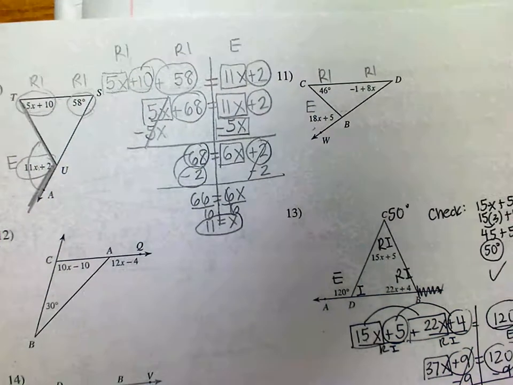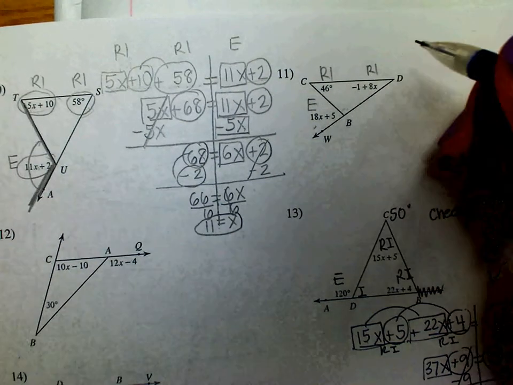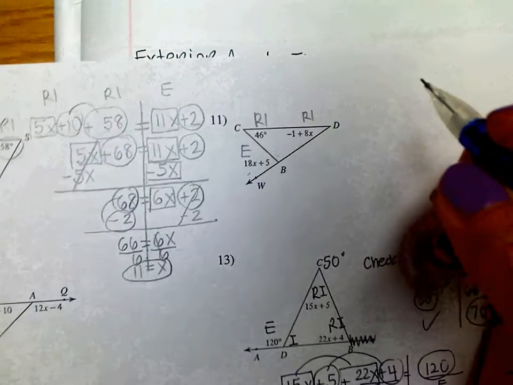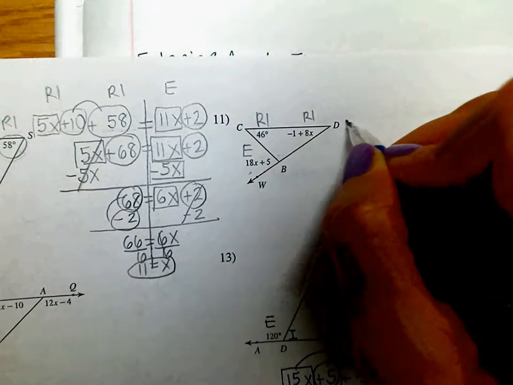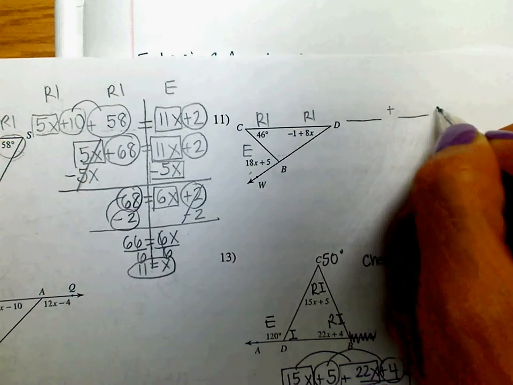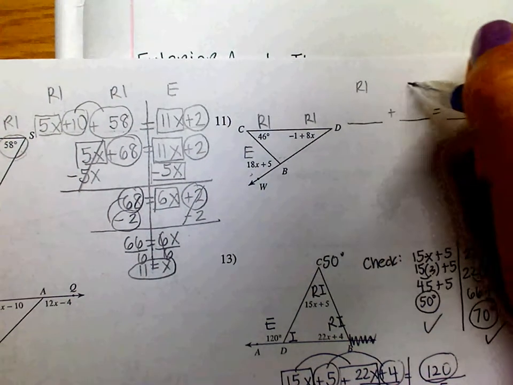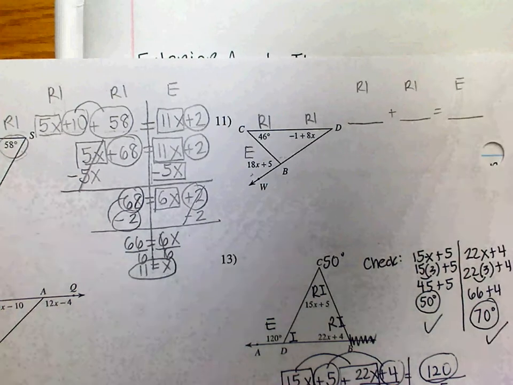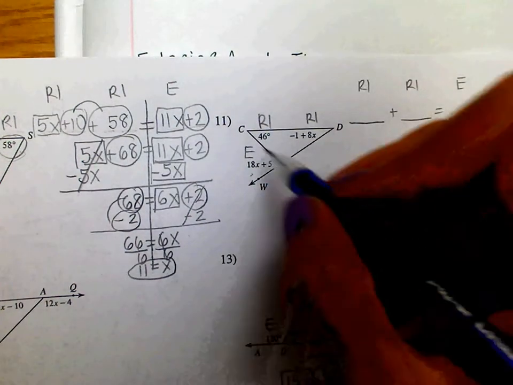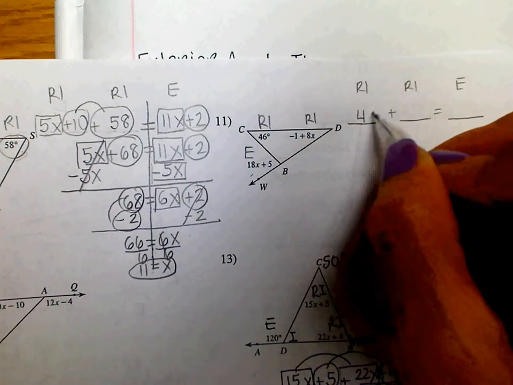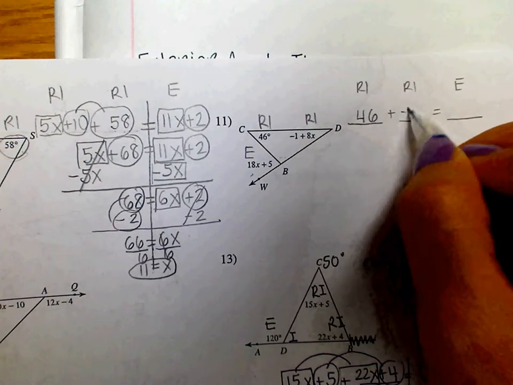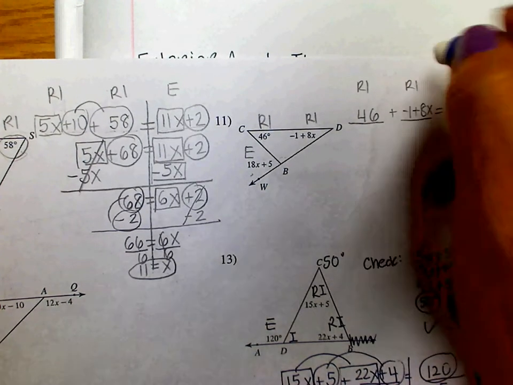Okay, so now I'm going to set up the relationship for exterior angle theorem. Blank plus blank equals blank. Okay, so remote interior plus remote interior equals exterior. So then we have one of the remote interiors is a 46, and the other one is a negative 1 plus 8x. Let me make a little bit more room.